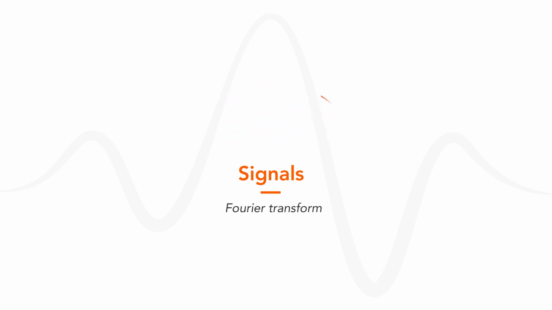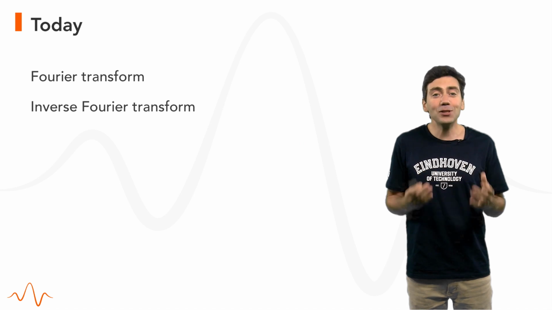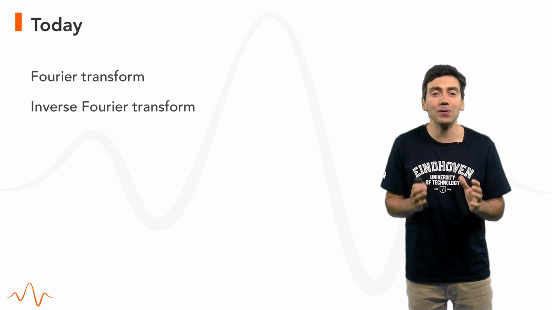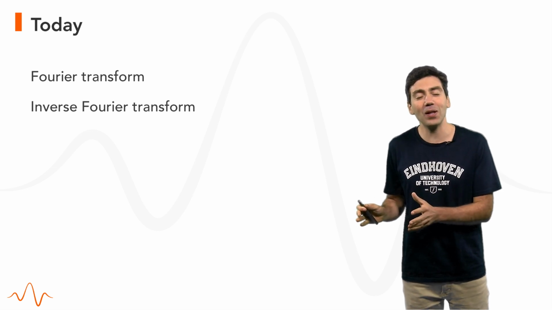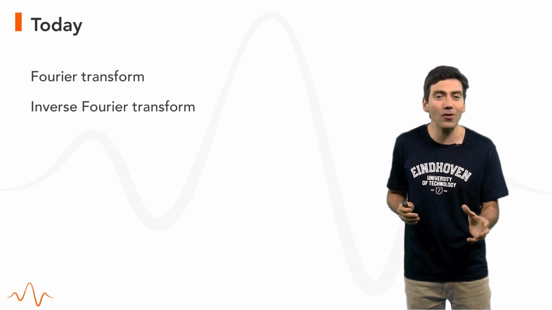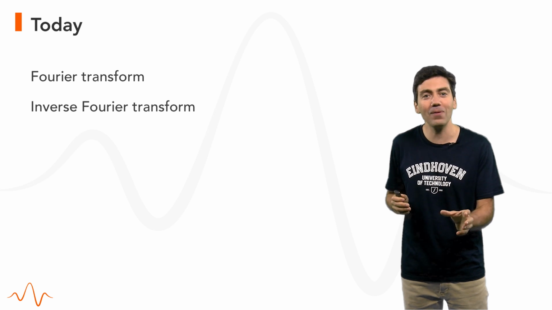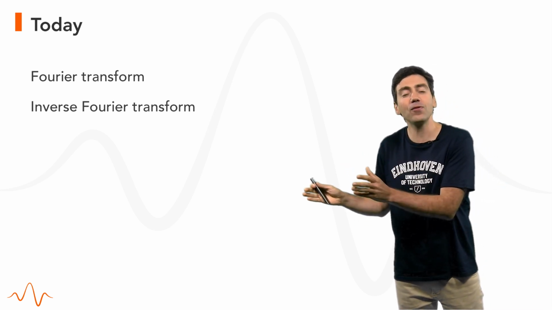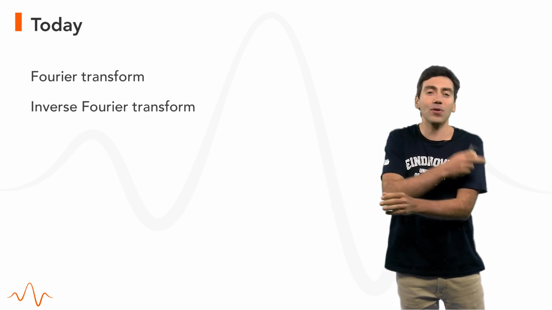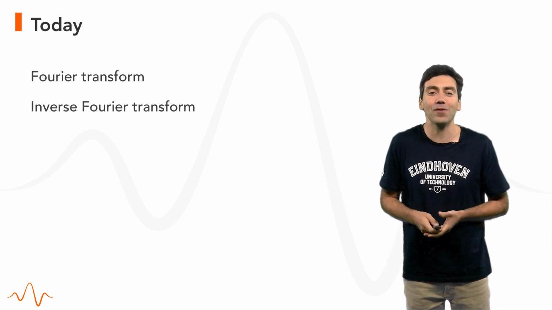In this short video, we'll talk about the Fourier transform. We start by deriving the formula for the Fourier transform of a given signal, and this will have as the starting point the Fourier series formula. And then we'll ask ourselves if, given the Fourier transform, we can recover the original signal, and that's through the inverse Fourier transform formula.